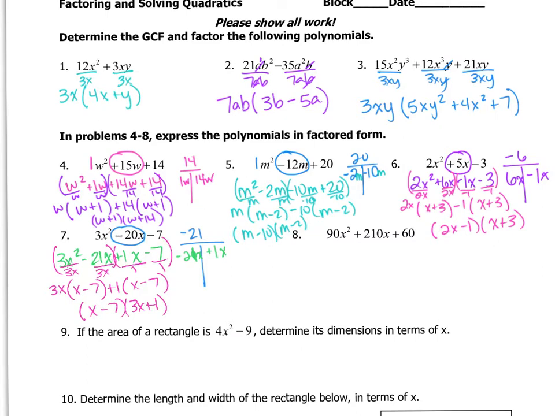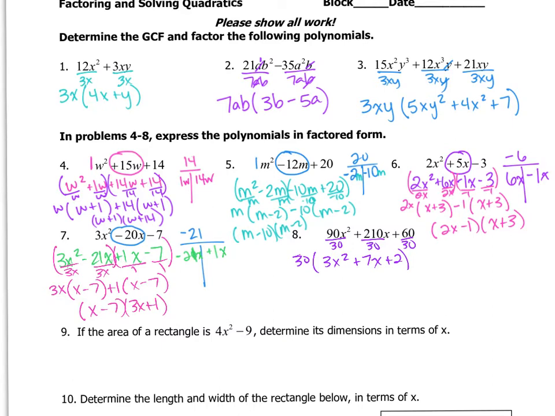On number 8, this is the first time we have had a GCF. So we have to see what will go into all of those evenly. It looks like it would be a 30 to me, so I'm going to try it. If I'm wrong, I should be able to tell. So if I take out a 30, that means I'm going to have to divide all of these by 30. So that's going to be a 3x squared plus 7x plus 2. I don't see anything else in common in my parentheses, so I think I picked the right number.